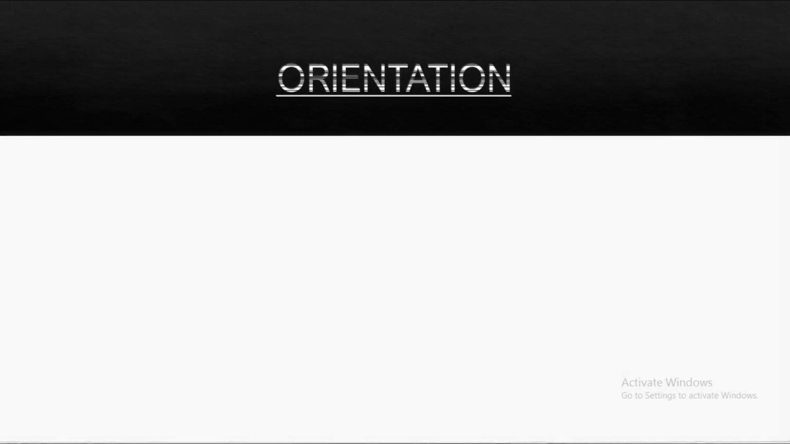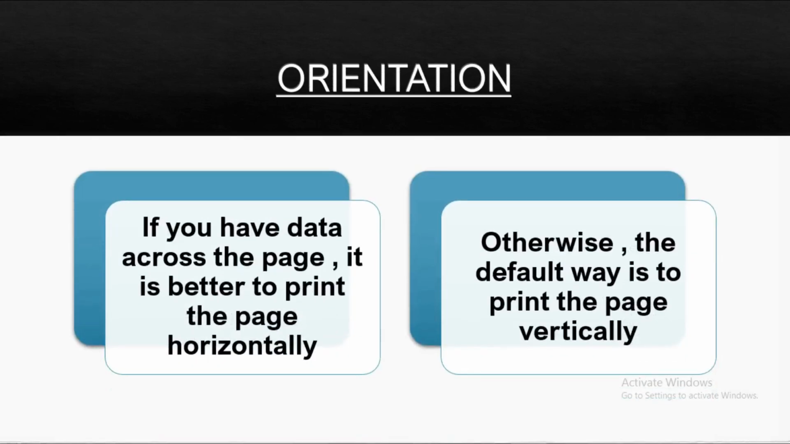In order to print a sheet from Microsoft Excel, the first thing we have to do is orientation. There are two types of orientation. If you have the data across the page, it will be better to print the page horizontally. Otherwise, the default way is to print the page vertically. So we can print a page vertically as well as horizontally, and the default way is to print vertically.